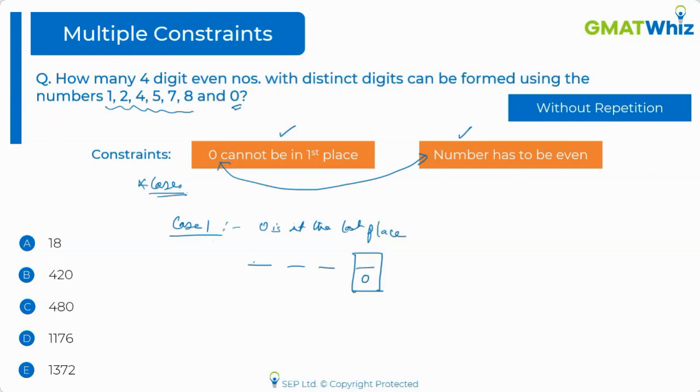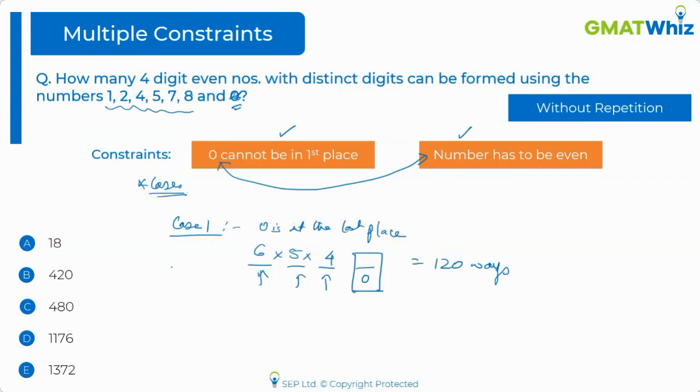Once I do that, I'm left with 1, 2, 3, 4, 5, 6 numbers and 6 digits, which I can freely place wherever I want to. So I can say the first place can be filled in 6 ways, the second can be filled in 5 ways, the third can be filled in 4 ways. And this basically gives me 120 ways. So there are 120 numbers which end with 0.